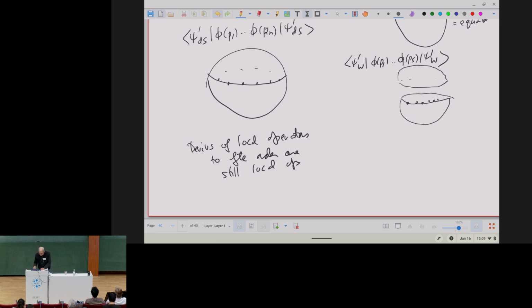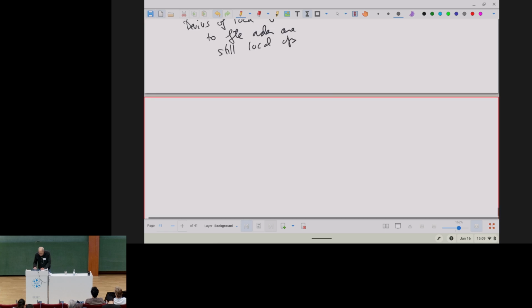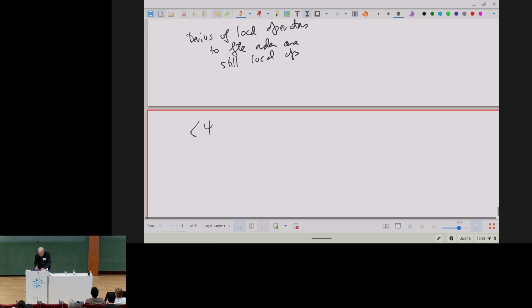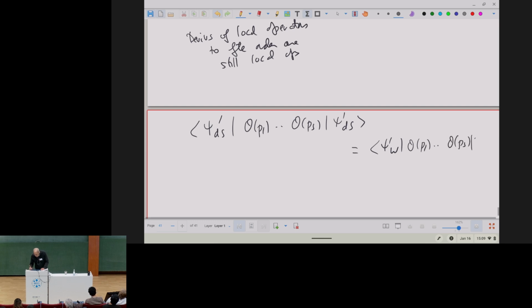So the same reasoning gives us a slightly different, slightly more general statement. First of all, I wrote it before as if the O's were elementary fields, but that was unnecessary. We have this relation for any local operators and points on the equator.